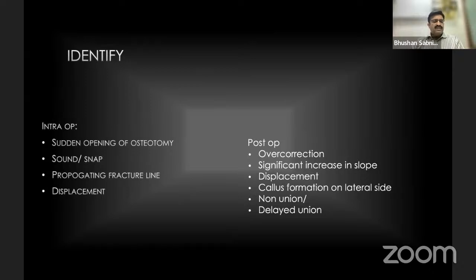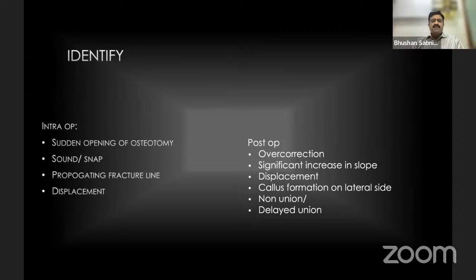Of course, you can always hear a sound or a snap when your assistant tends to help you too much by trying to open the osteotomy suddenly. If your osteotomy suddenly starts opening very easily, then it's most likely a hinge fracture. If the distal fragment starts displacing, that's again an indicator that the osteotomy has become unstable and the hinge is cracked. Post-operatively, you can always assess this by displacement or significant increase in slope, or if there is callus formation on the lateral side. But mostly the patient will come with either overcorrection or significant pain on the lateral side of the knee.